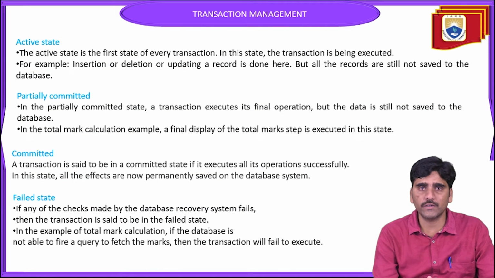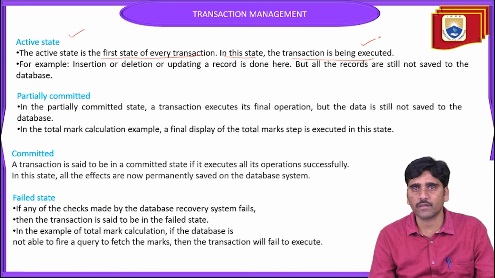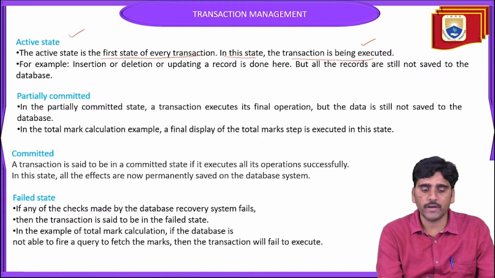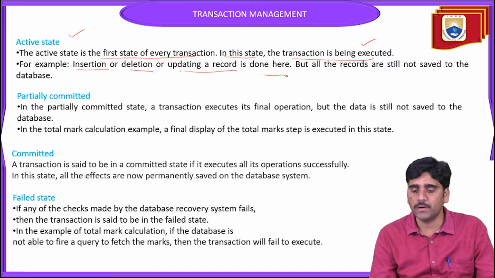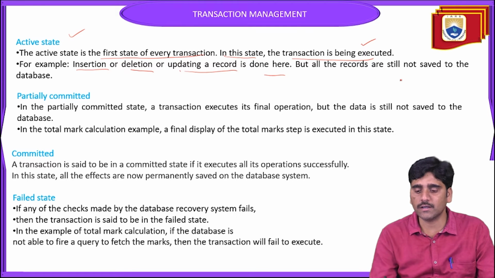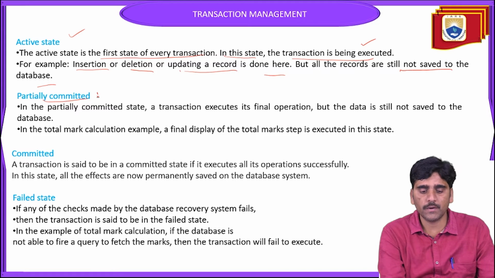So here you can see the first one is the active state. The active state is the first state of every transaction, and in this state the transaction is being executed, that is, it is ready to execute. For example, insertion or deletion or updating a record is done here, but all the records are still not saved to the database. Insertion operation is done, deletion operation is done, updation operation is done, but all the records done with those operations are still not saved to the database, actually.